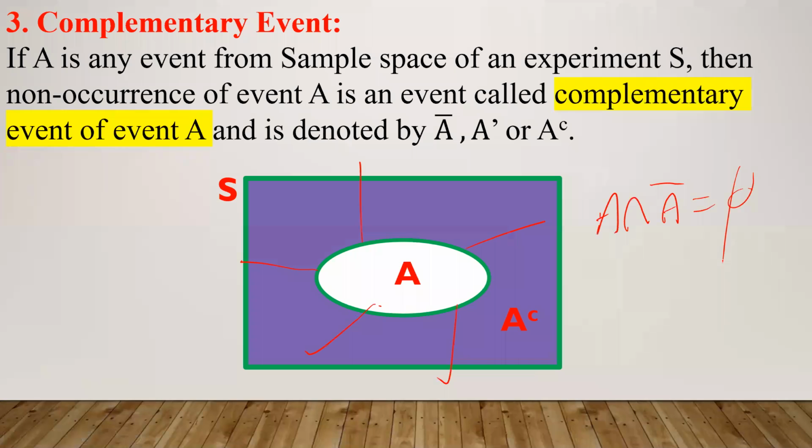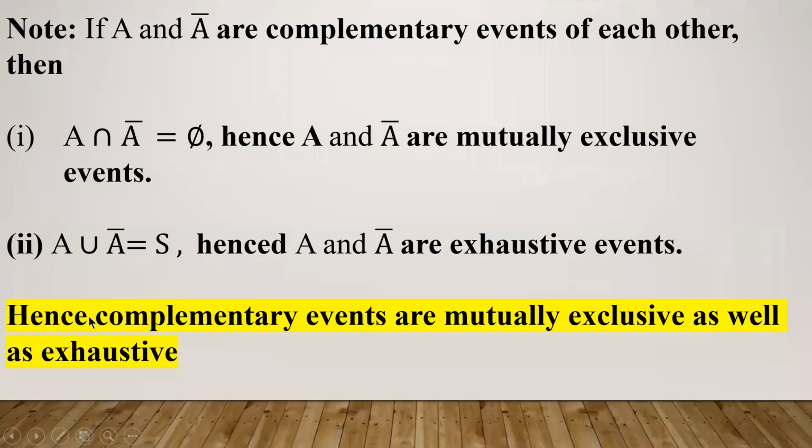There is nothing common to them because A complement is outside A. And if you unite them, then you get the entire sample space. So this is a very good property of complementary events, that complementary events are mutually exclusive and also exhaustive. Here I think I stopped yesterday. We could only do up to here. Complementary events are mutually exclusive as well as exhaustive. And then I had given you some homework problems.